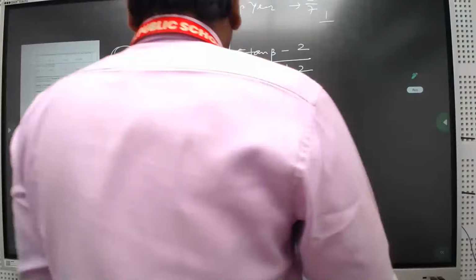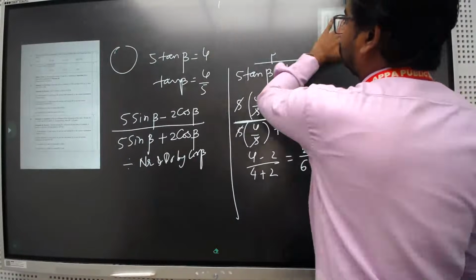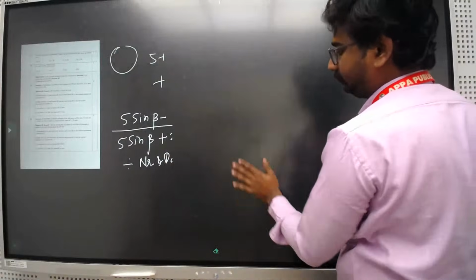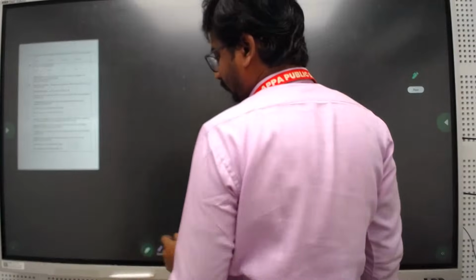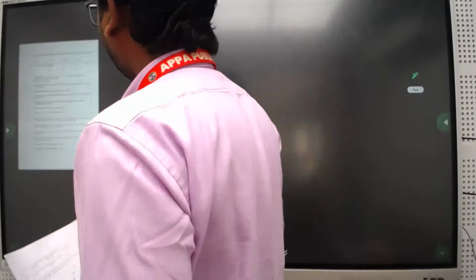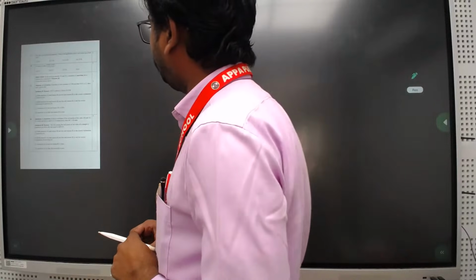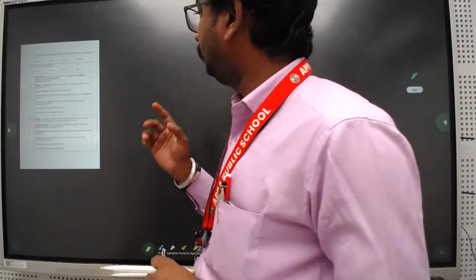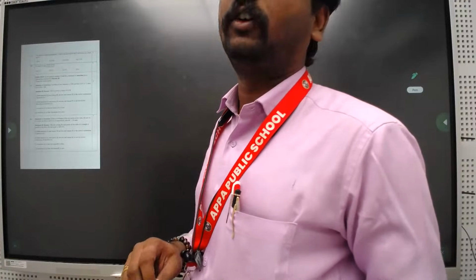Question number 19, which is nothing but assertion and reasoning. Assertion and reason: if the product of two numbers is 5780, then HCF and LCM are given. HCF is 17 actually. We should check whether LCM is 340.